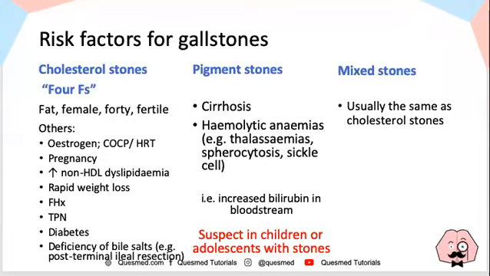Pigment stones may be associated with patients with cirrhosis or hemolytic anemias, so basically any condition that causes increased bilirubin in the bloodstream. In children with no significant risk factors for gallstones, pigment stones are the commonest type of gallstones within this age group. Risk factors for mixed stones are essentially the same as those for cholesterol stones, as cholesterol is the predominant constituent of mixed stones. Mixed stones are the most common type of gallstones you'll find.